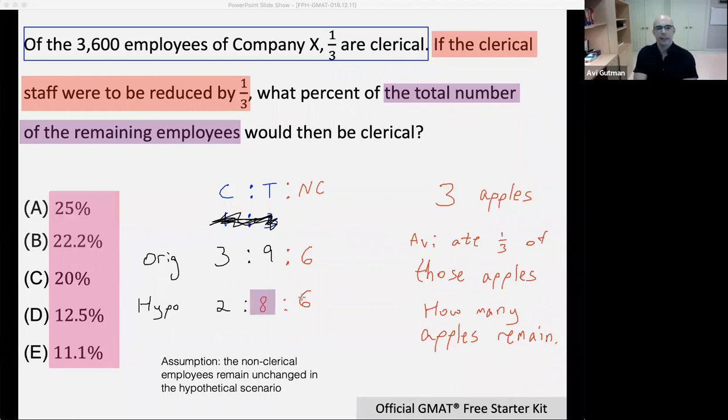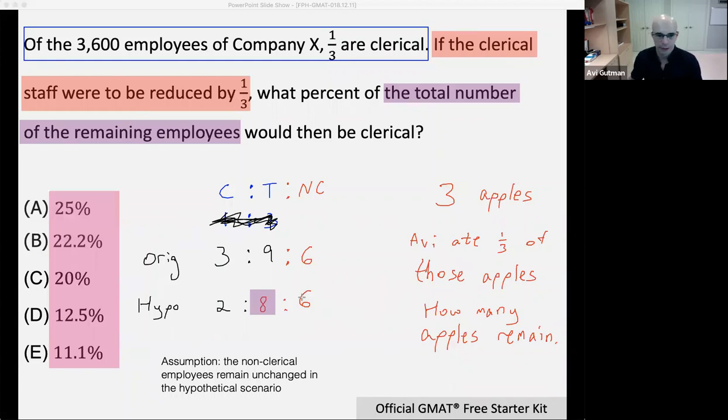It's this, it's the 8. Total number of the remaining employees. So we had 3,600 employees to begin with. And now what used to be 9 ratio units is 8 ratio units. So remaining employees is 8 ninths of 3,600.